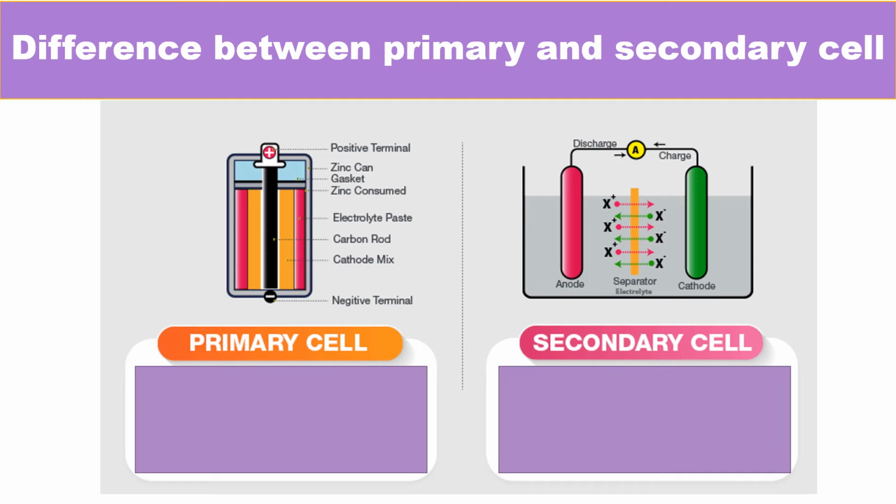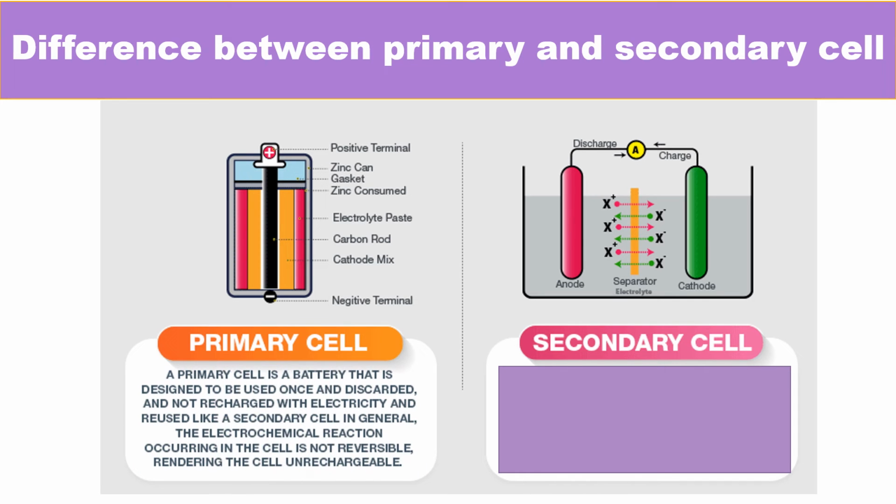For this section, I want you to probably pause after each point because you need to copy quite a bit. A primary cell is a battery that is designed to be used once and is discarded. It is not rechargeable even by external electricity. We cannot reuse it. The electrochemical reaction that occurs is not reversible. It's a fancy way of saying whatever reaction happened, it's gone, like a combustion reaction.